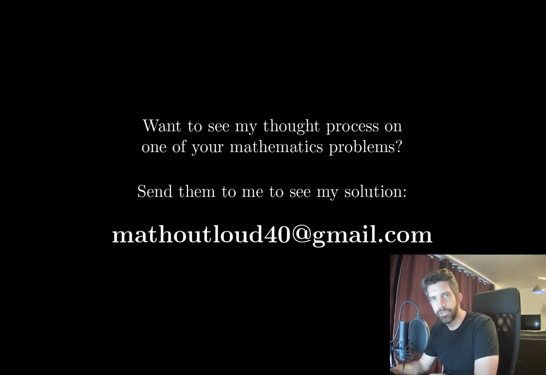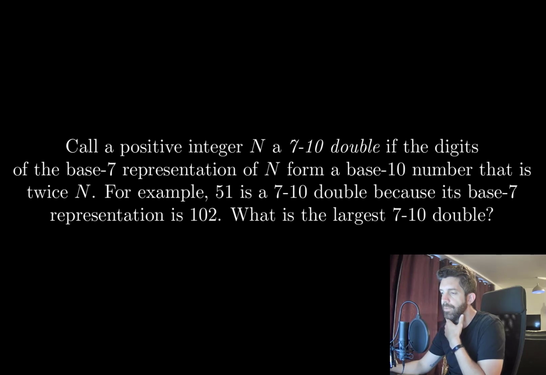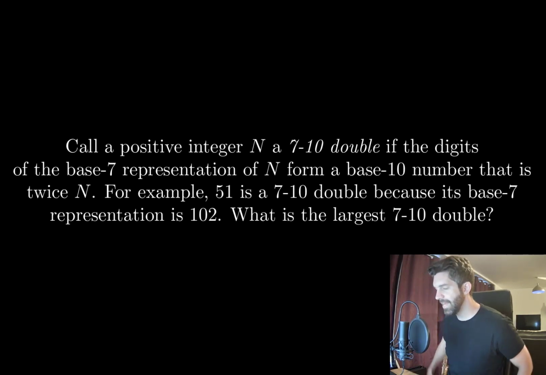Hello everyone, let's try and solve our next problem. Call a positive integer n a 7-10 double if the digits of the base 7 representation of n form a base 10 number that is twice n. For example, 51 is a 7-10 double because its base 7 representation is 102. What is the largest 7-10 double?